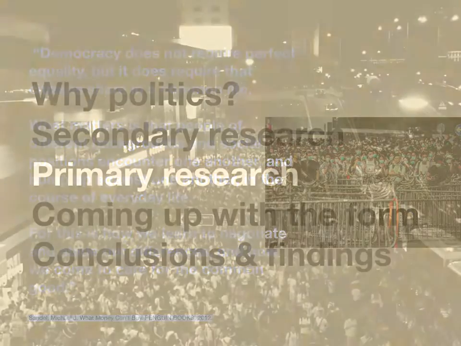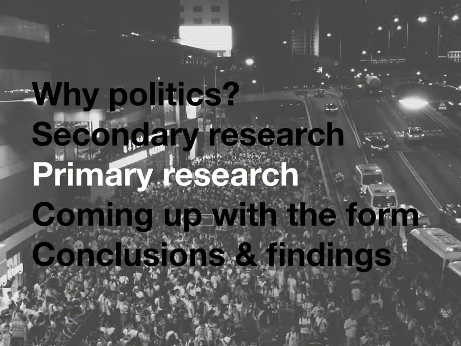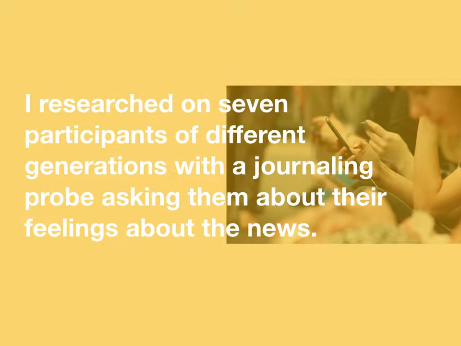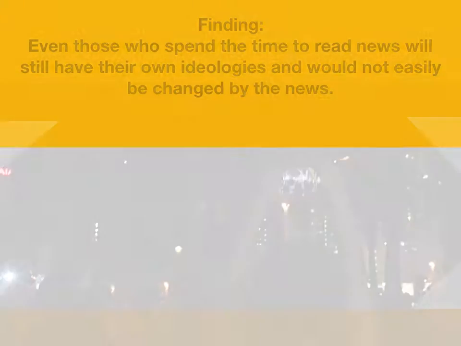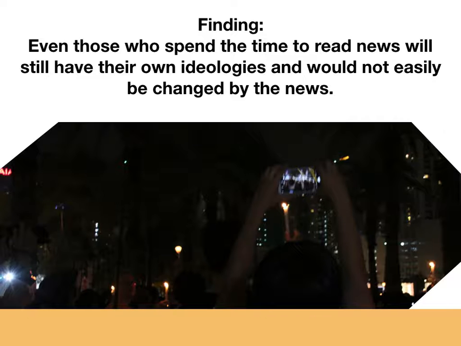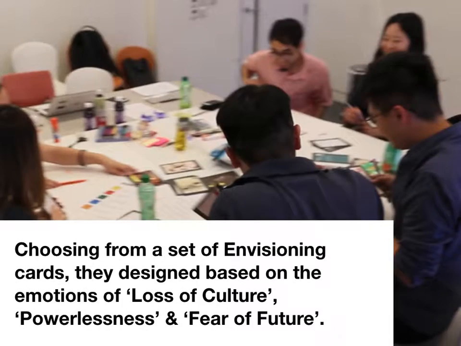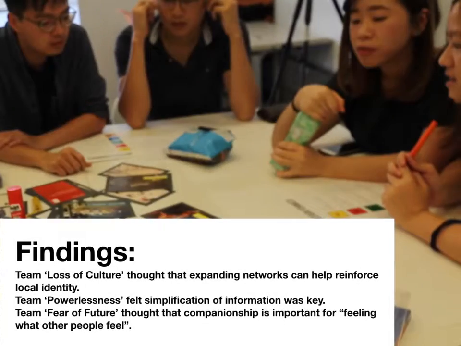This leads to my primary research, where I focused on the methods that help people understand other parties. I researched seven participants of different generations with a journaling probe, asking them about their feelings about the news. I found that even those who spend the time to read news will still have their own ideologies and will not easily be changed by the news. I also conducted a co-design workshop. Choosing from a set of envisioning cards, they designed based on the emotions of loss of culture, powerlessness, and fear of future. The findings were that companionship is important for feeling what other people feel.